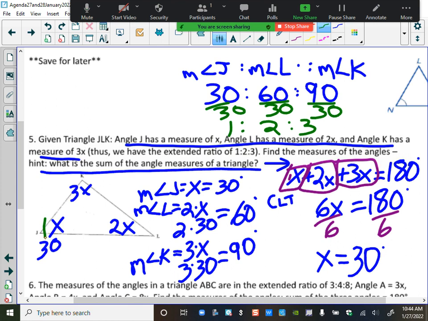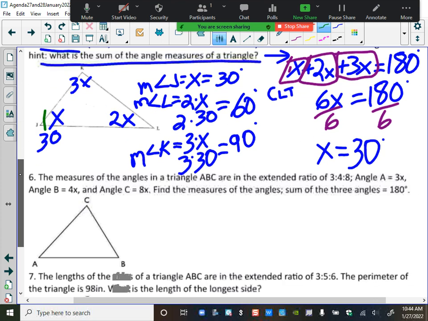Okay. Here's what we'll do. 5 or 6. So 6 is actually similar to 5. 6 is very similar, because they had angle A was 3x, B was 4x, C was 8x. So 6 is very similar to 5.